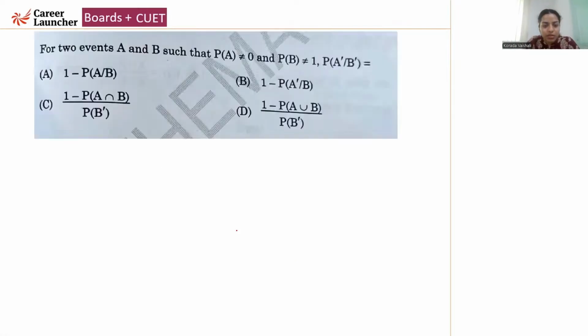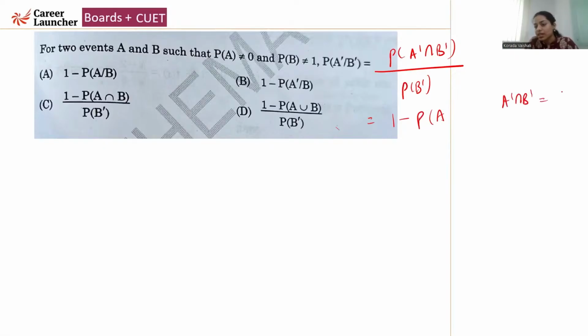So moving on to question number 18, we are given that two events A and B are such that P of A is non-zero and P of B is non-zero, no matter what this expression. So the numerator is always the intersection of the two events divided by probability of B dash. So how much is this going to be? 1 minus. So how can we write this? We can write this down as A union B dash. So it means 1 minus P of A union B divided by P of B dash. So it means option D is right for this question.